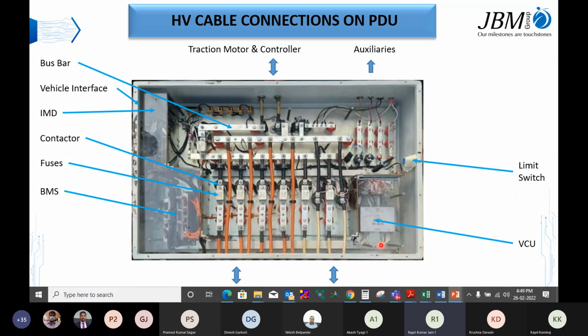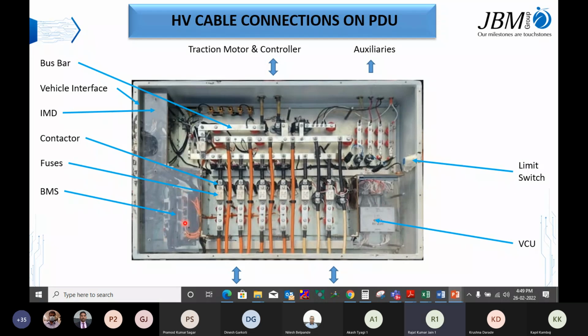For the contactors, if the logic requires us to switch on a contactor, this VCU will give 24-volt supply to the contactor, and after the contactor turns on, a 24-volt feedback will come through the input pin to the VCU. In this way, the operation of the contactor completes. And we have a BMS inside this PDU.